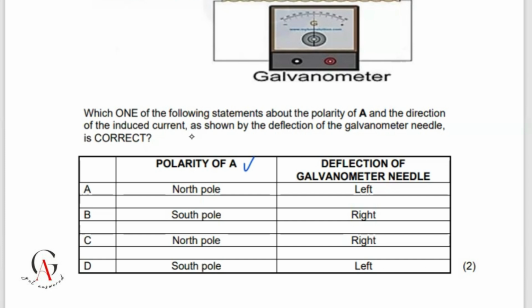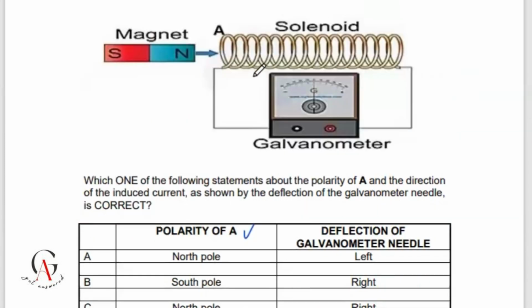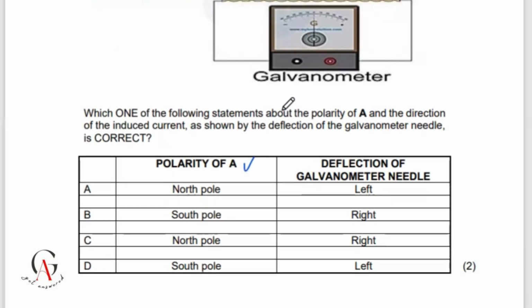So under induced magnetism or induced current, for as long as you push the north pole towards, because they're telling us it approaches, it's just approaching, it's not inserted within. So this north pole will be induced by this point A. And for as long as there is that sort of induction happening, we know that polarity A is going to be a north pole. So it's either option A or option C.